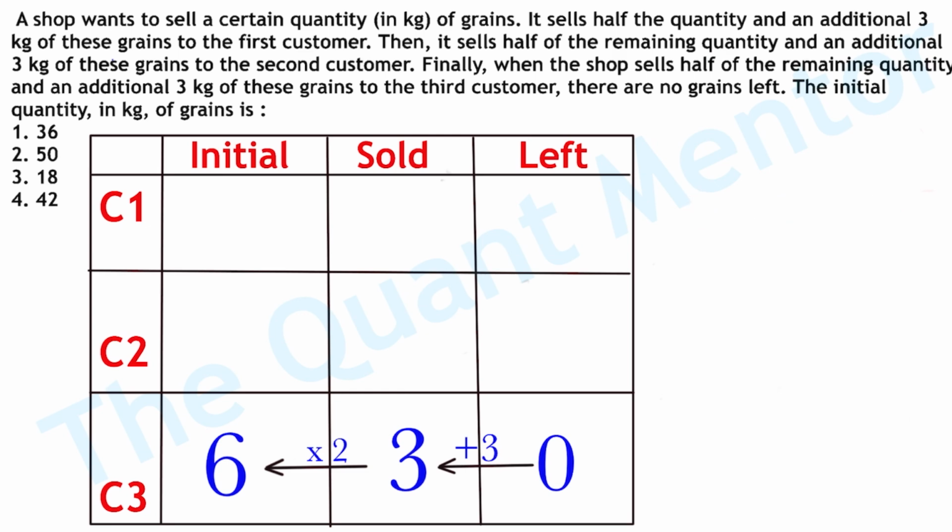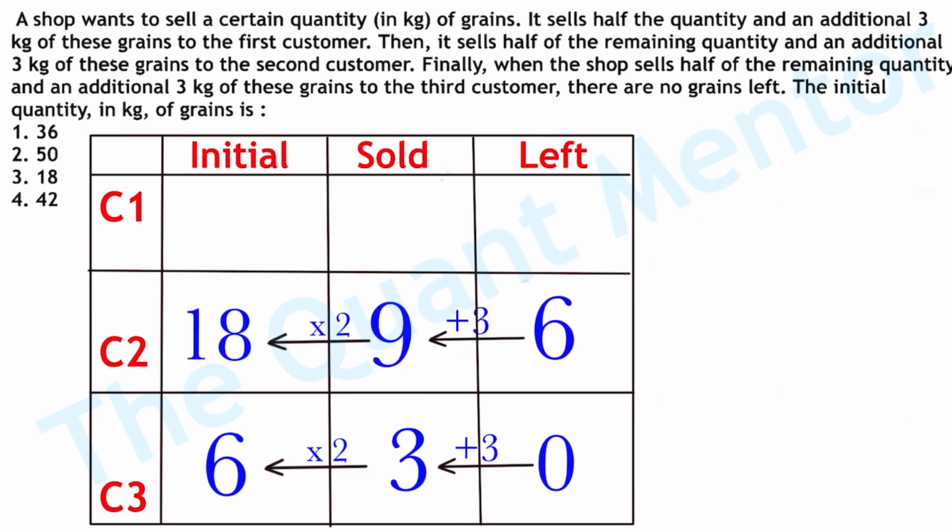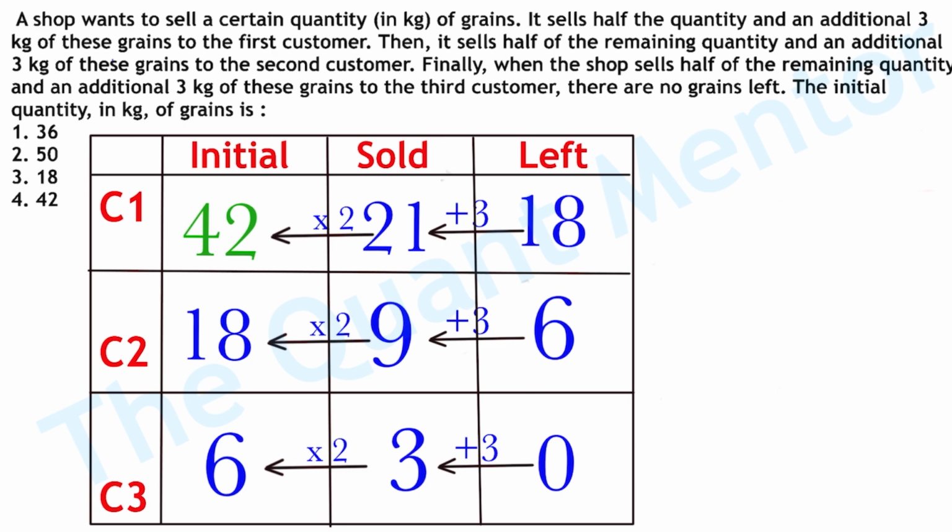Now, moving further, when the third customer came, there were 6 kgs of grains. So after the second customer left, there were 6 kgs left. Now again repeating the process, 6 plus 3 would give 9, and the double of 9 would be 18. So before the second customer came in, there were 18 kgs of grains. You can verify by taking half of 18, which is 9, and 3 extra would leave 6. And lastly, when the first customer left, there would be 18 kgs of grains. We add 3 kgs to get 21. Double of that would be our answer, 42. Very short and sweet method of answering the question, and that's how we do it. The answer is option 4, 42.